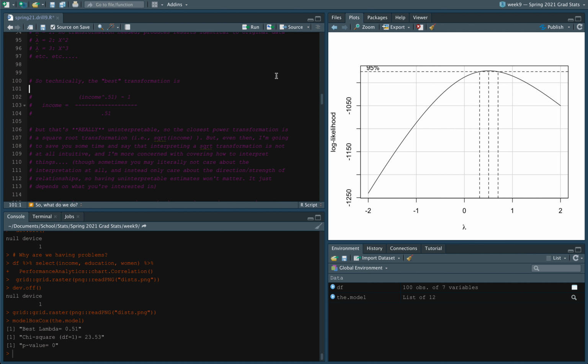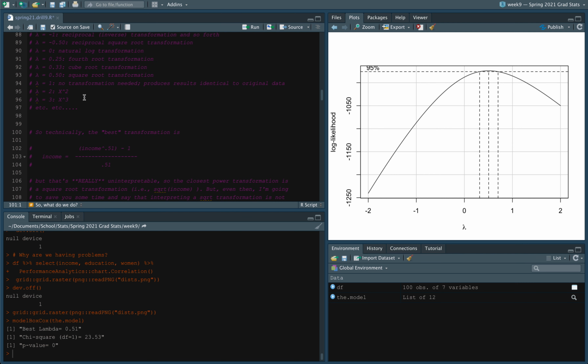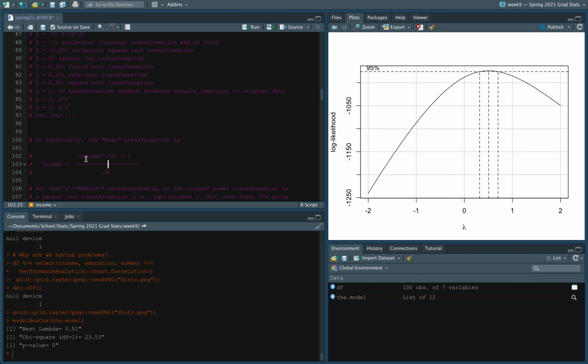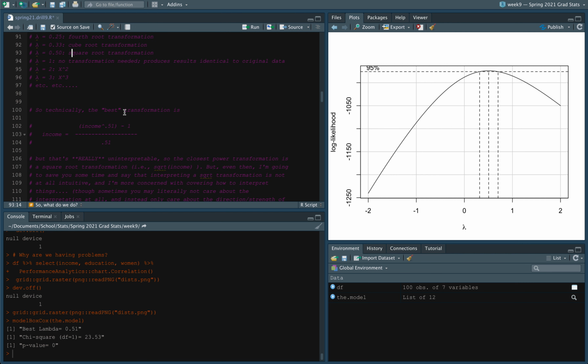So, the closest thing, at least to have a nice simple option, would be if you did a square root transformation, so a power of 0.50 instead of 0.51. Then you could just take the square root of your income and not have to do income to the power of 0.51 minus 1 over 0.51, this weird transformation. You could at least make it simpler mathematically by doing a simple square root.